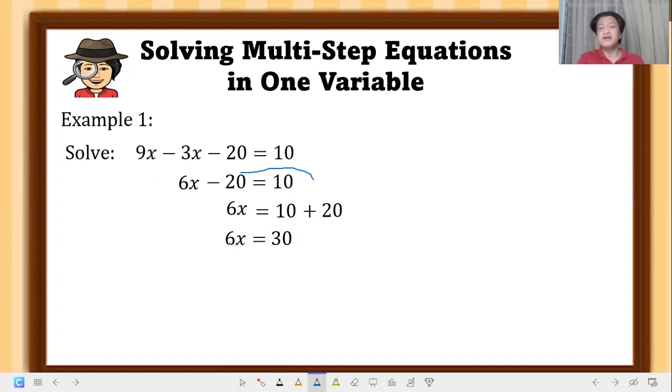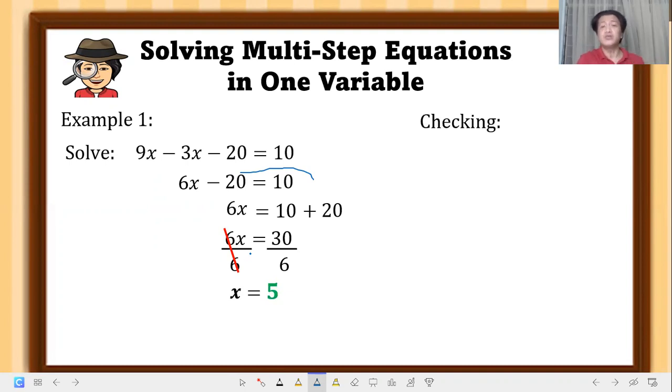Ngayon, kung mapapansin natin dyan, meron pa rin siyang 6. To remove the numerical coefficient, you're going to apply the multiplication property. Or simply, shortcut na natin, divide both sides by 6. Cancel na ngayon si 6. Therefore, ang value ngayon ni x dyan is 5, kasi 30 divided by 6 is 5.